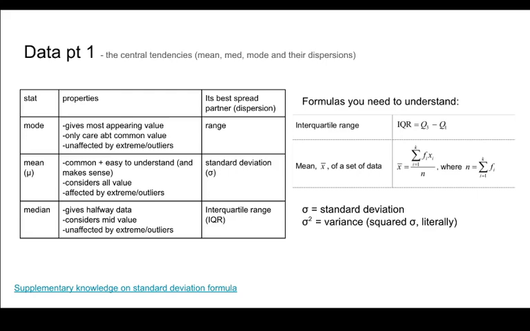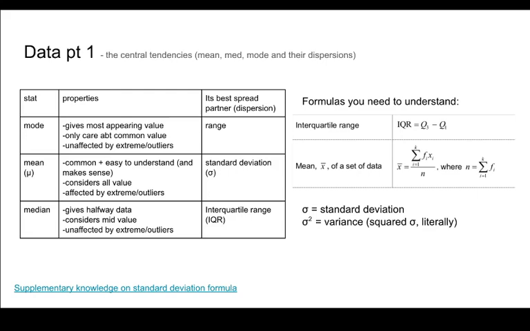In the IB, it's not really required for you to know the formula of standard deviation, but it basically measures spread through the mean value. It's kind of like the mean's pair in terms of spread measurement. And for interquartile range, the dispersion pair of the central tendency is the median.